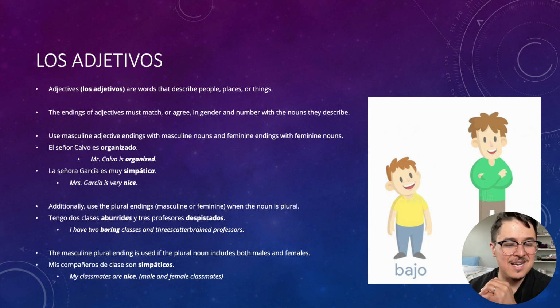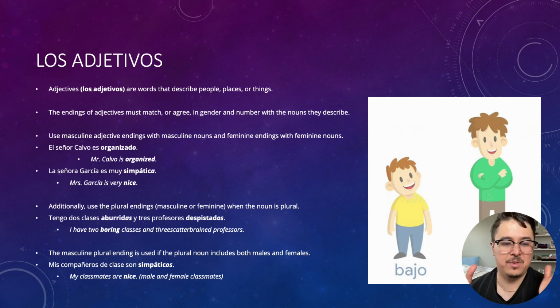La señora Garcia es muy simpática. Miss Garcia is very nice. So those are adjectives, right? Plural endings are also a thing. Tengo dos clases aburridas y tres profesores despistados. I have two boring classes and three scatterbrained professors. I should have broken that up.